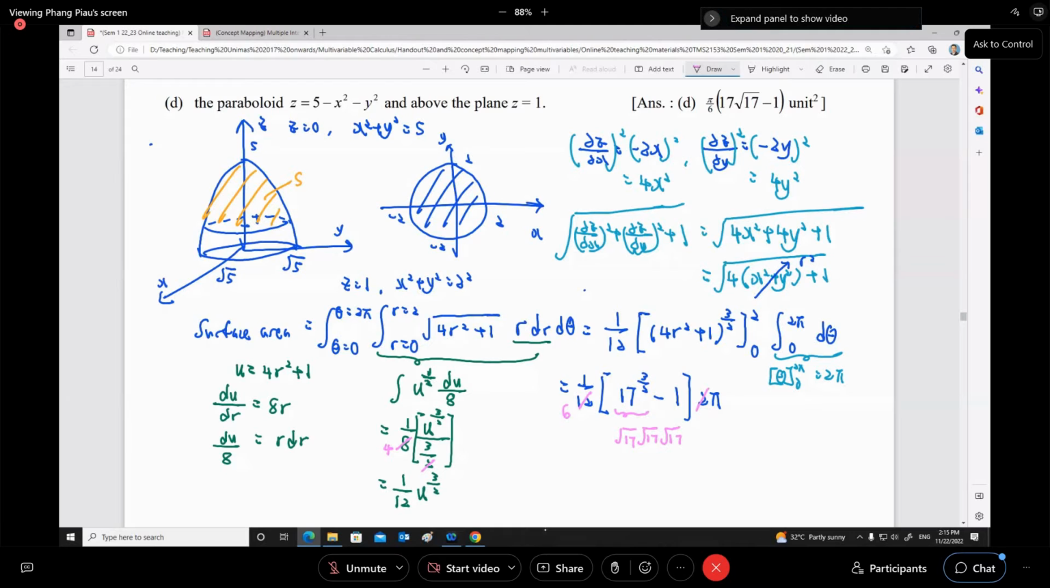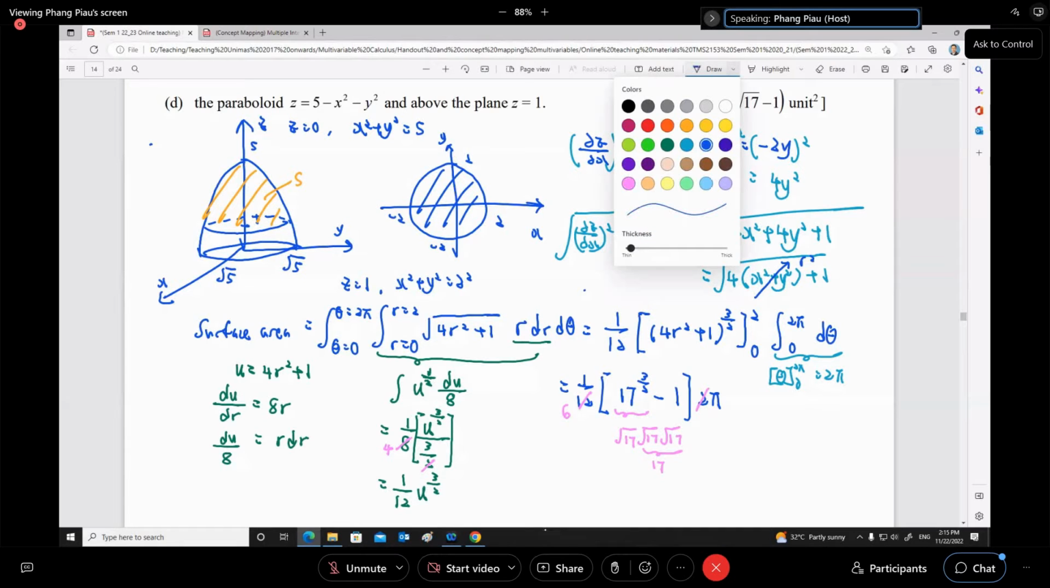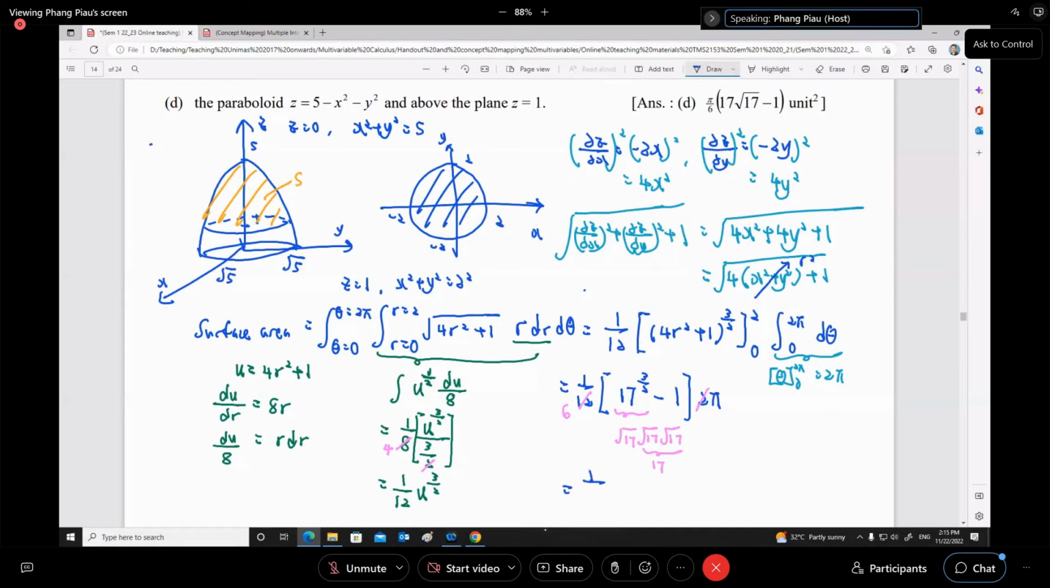Then it is minus 1. Of course, these two will give you 17, and that is why you have that result, which is 1 over 6. And then here 17 root 17 minus 1. Of course, you can put it as 17 power 3 over 2, but it is not that important.